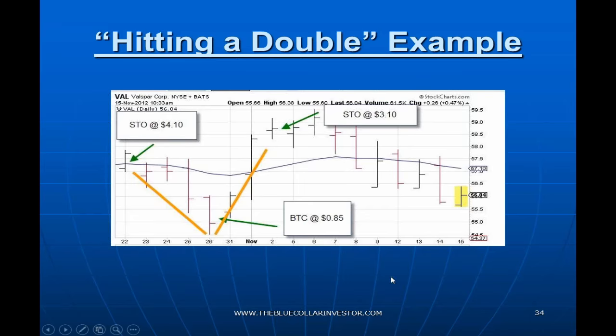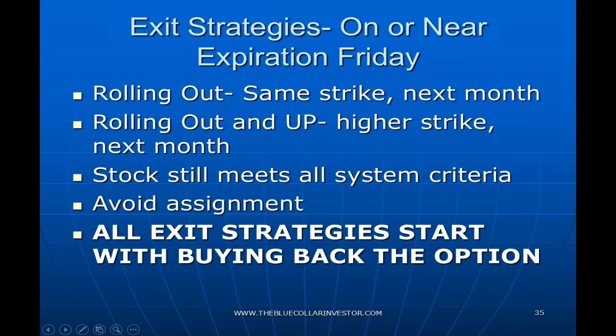Now, I'm going to move on to expiration Friday. The price of the stock is higher than the strike price. You don't want your shares sold, or you may not want your shares sold. You could roll out, buy back, let's say the August 50 and sell the September 50 call. That's rolling out. You could roll out and up, buy back the August 50 call and sell the September 55 call. All right, the calculator will help you on those numbers there.